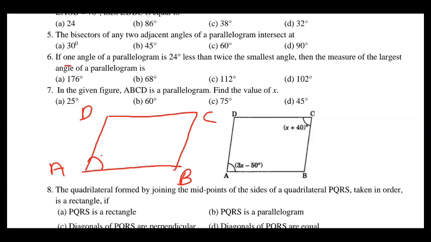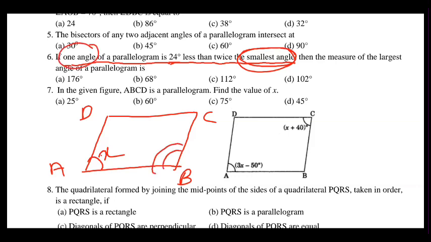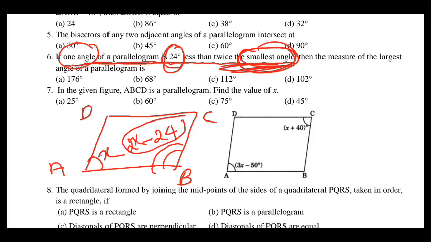If one of the angles of the parallelogram is 24 degrees less than twice the smallest angle, let's consider this smallest angle as x. ठीक है? इसको x ले लेंगे. And then if one angle, let's consider that as B. One angle of the parallelogram is 24 less than twice the smallest angle. 24 less का मतलब minus 24, correct? Twice the smallest angle. So this will be angle B. Correct or wrong?